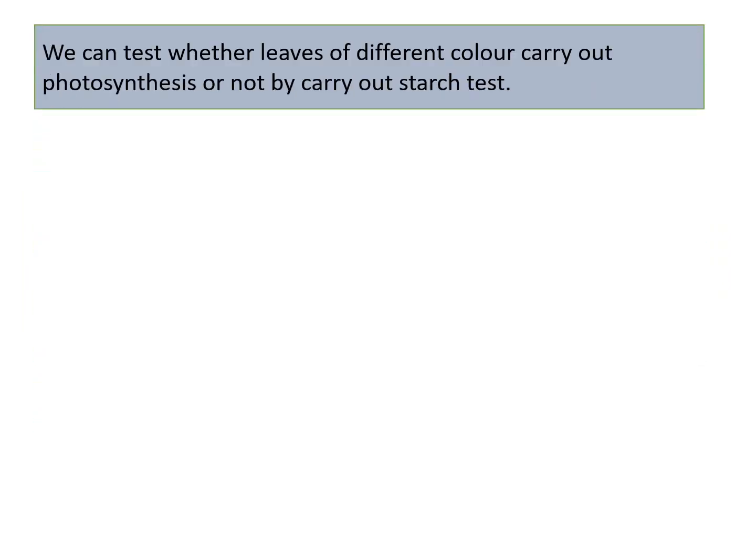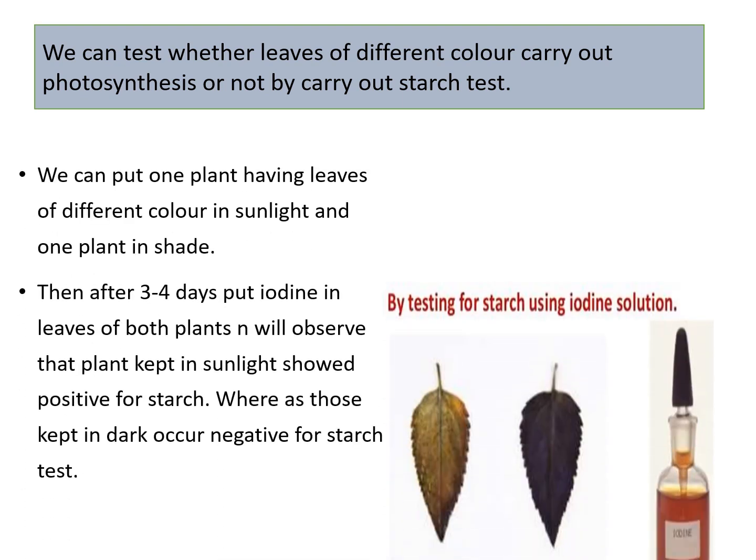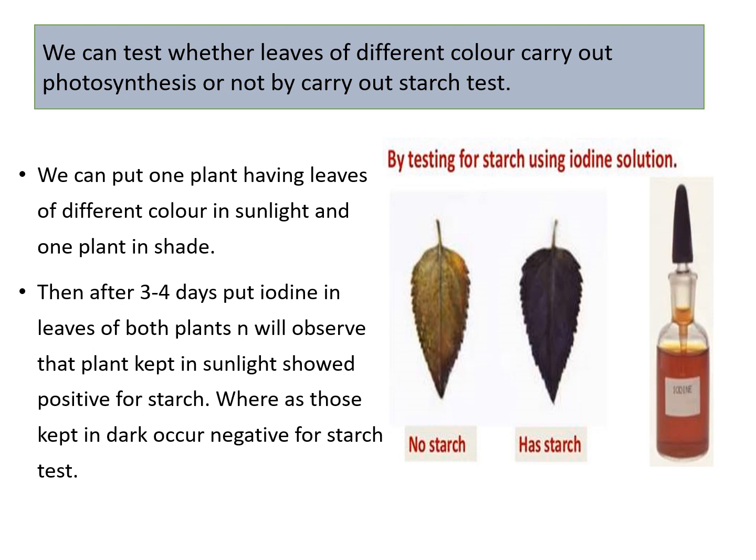We can test whether the leaves of different colors carry out photosynthesis or not by carrying out a simple starch test. We can put one plant having leaves of different color in sunlight and one plant with different colored leaves in shade. Then after 3-4 days we put iodine on the leaves of both plants, and we observe that the plant kept in sunlight shows positive for starch, whereas the one kept in the dark shows negative for starch, because we know that the product of photosynthesis is starch.